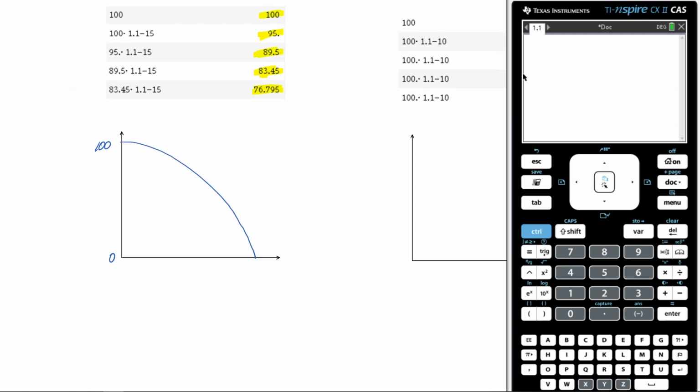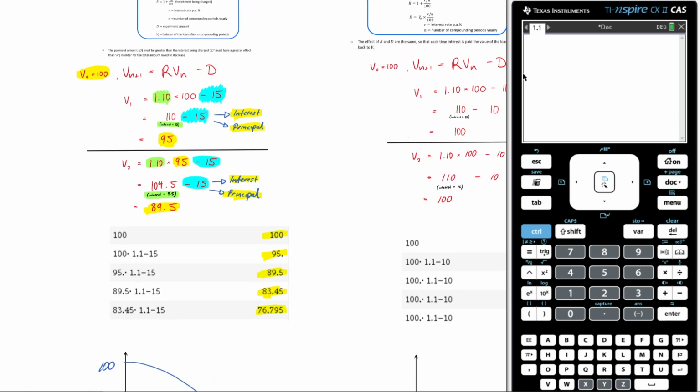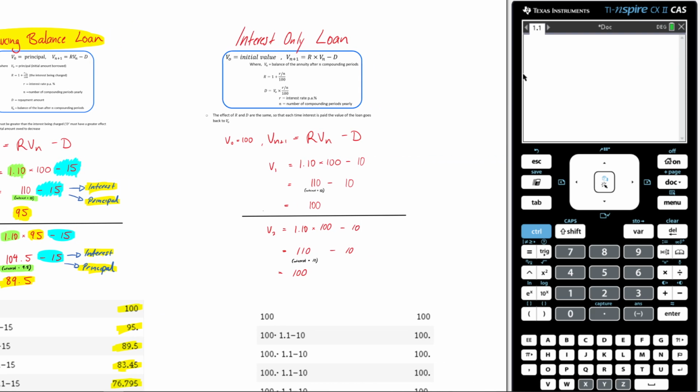All right, that is a reducing balance loan. Let's now venture into interest-only loans.